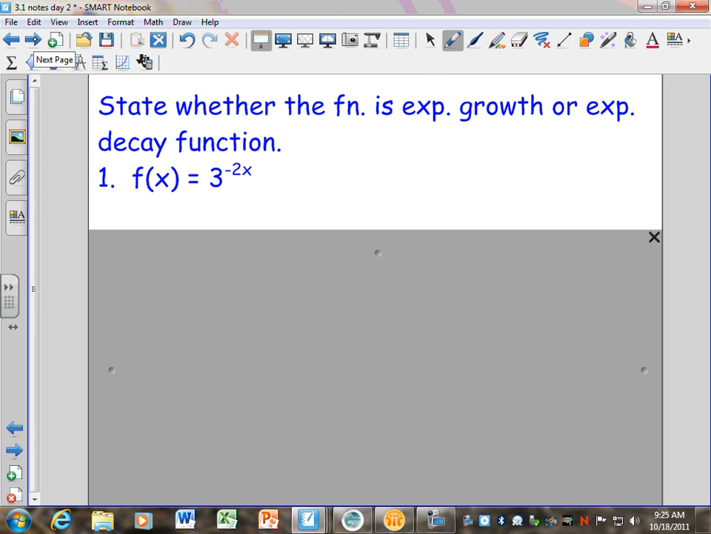So this is the first part of your homework today. State whether the function is exponential growth or exponential decay. And maybe it even asks you to state the growth factor or decay factor, but we can do that as well. And if you're not sure, if you don't remember all the rules for it, basically what you want to do is see what's happening as you plug in bigger and bigger numbers for x. Are your answers getting bigger or getting smaller? That's kind of what you're looking for.